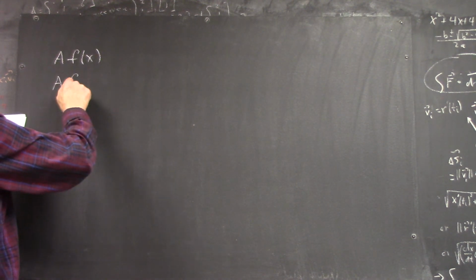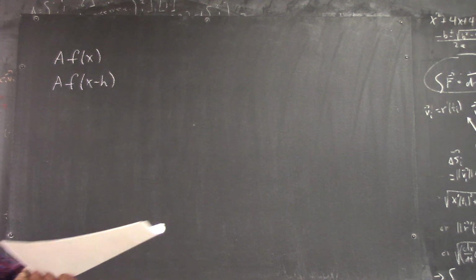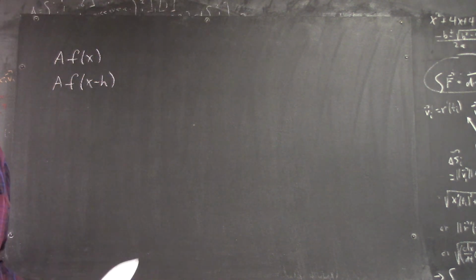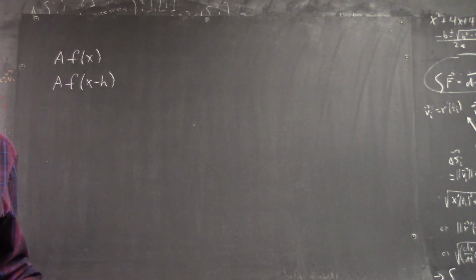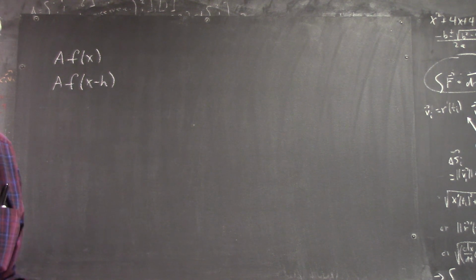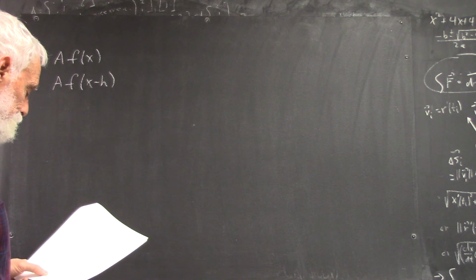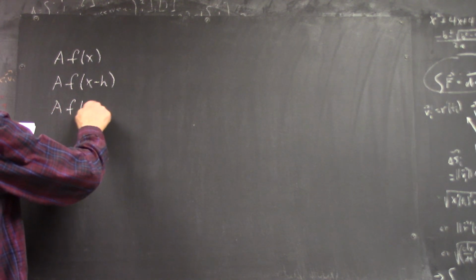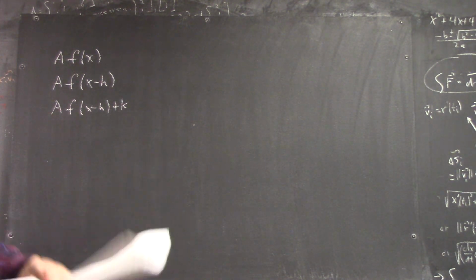Then a f of x minus h. What's that? Well, after you vertically stretch it, you shift it h units in the horizontal direction. That's the rule. Hopefully you understand the reason for the rule, but that's the rule. And you remember the rule better if you understand why. Okay? And then we got a f of x minus h, so that's k. So after you shifted h units, you're going to vertically shift it k.